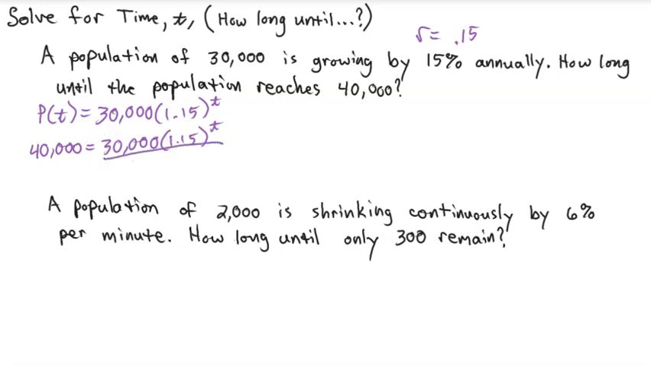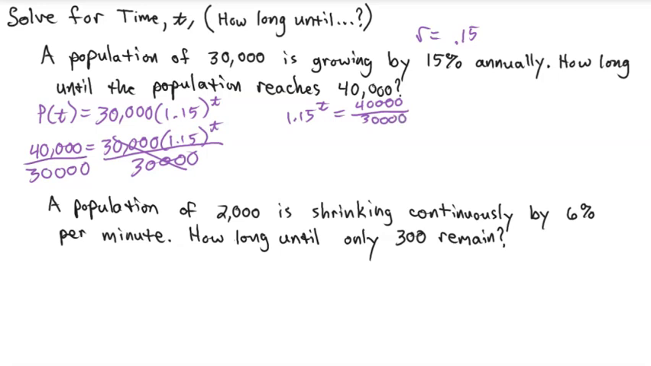So we're going to start off by dividing by 30,000. That's going to cancel this. So we have to divide over here by 30,000. Okay. Now, 40,000 divided by 30,000 really is just 4/3. Okay, but we'll leave it as 40,000 over 30,000 in case it's easier for you. So now all we have left over here is 1.15. So we have 1.15 to the power of t is equal to 40,000 over 30,000.